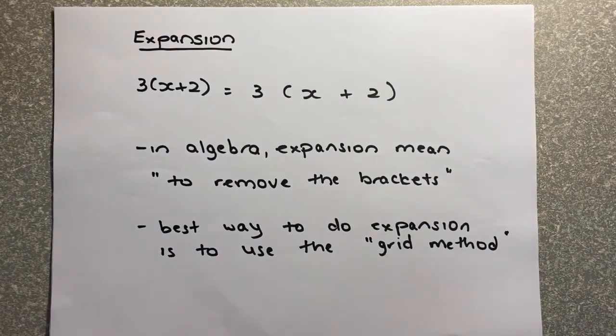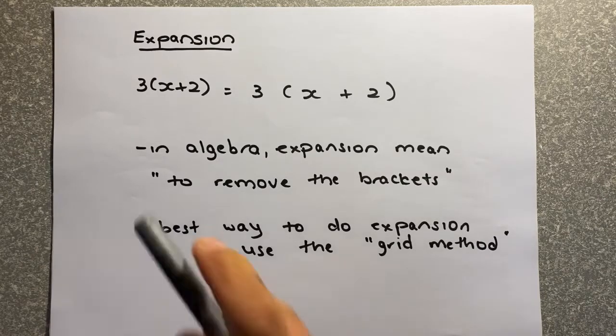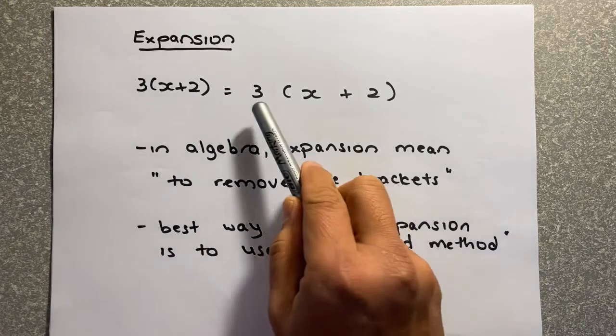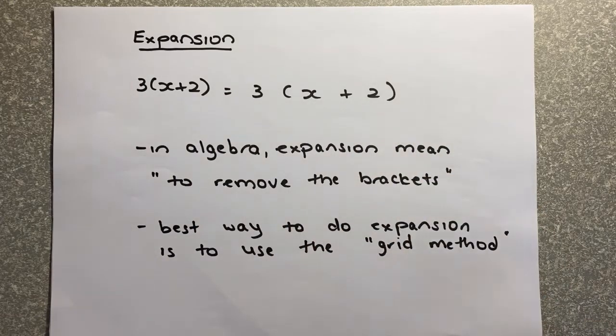As mentioned earlier, expansion in algebra is slightly different from expansion in science. In science, when you expand an equation, you make it longer or bigger. In algebra, the word expansion is slightly different. It means to remove the brackets. The best way to do expansion, or to remove the brackets, in algebra is to use the grid method.